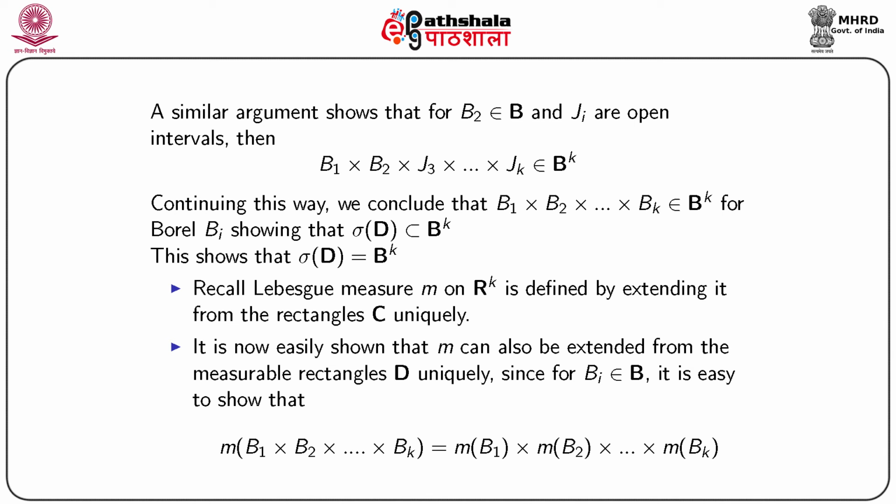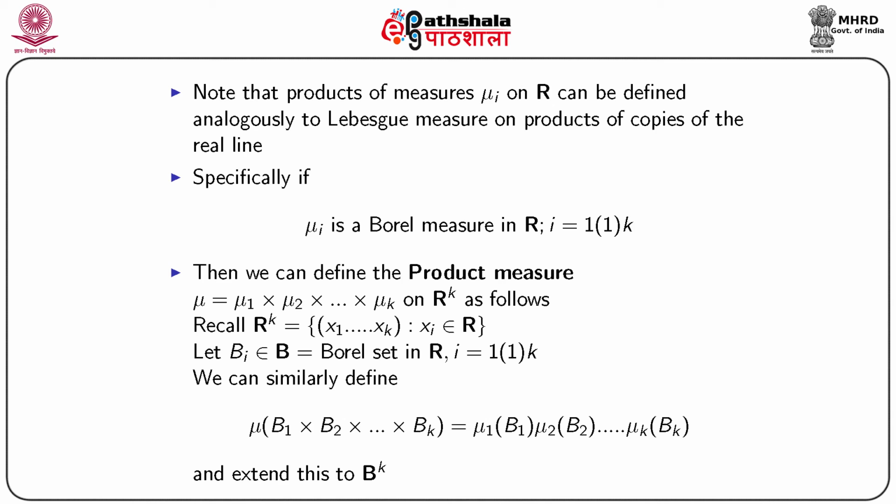It can also be shown that M can be extended uniquely from the measurable rectangles D, because if I consider all Bi belonging to B, it is easy to show that the measure of the product B1, B2, ..., Bk is M(B1) times M(B2) times ... times M(Bk). Note that products of measures mu_i on R, the real line, can be defined analogously to Lebesgue measure on products of copies of the real line.